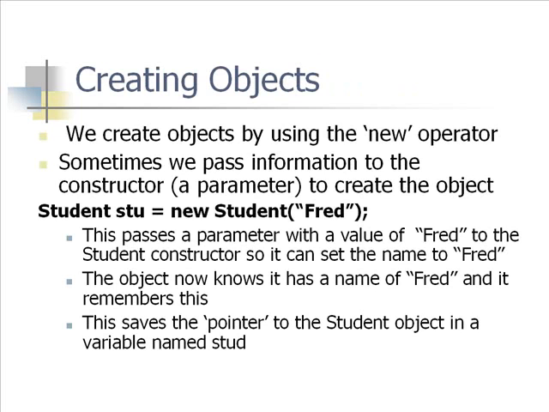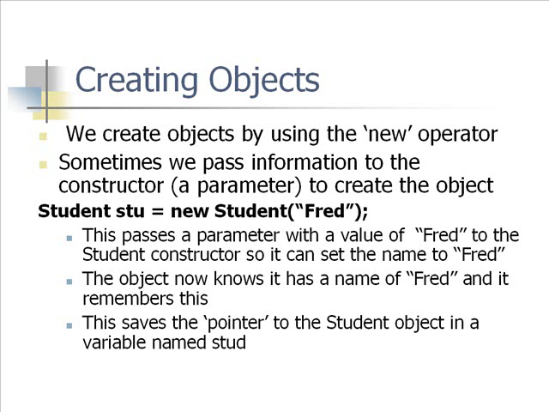How do we make objects? Well, we do that by using the new operator and calling something we're going to call a constructor. In order to make a new student object, we might say new student, and maybe, depending on the class definition, pass it a parameter. In this case, we're going to pass a parameter of a student name. So we might say in our Java code, Student stu = new Student("Fred"). The thing in parentheses is what we pass to the constructor.